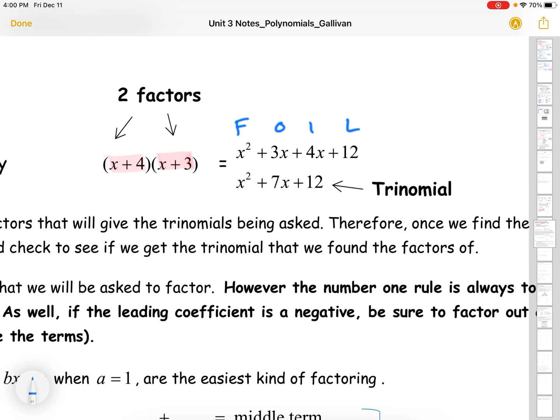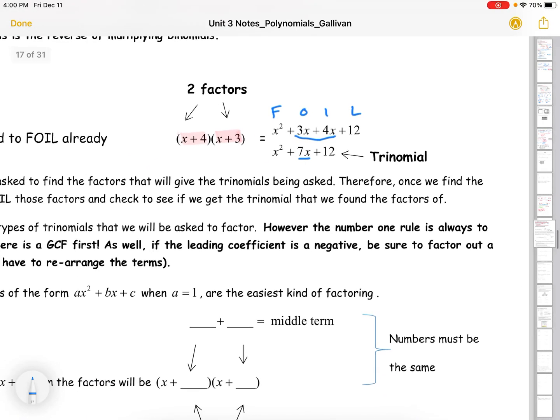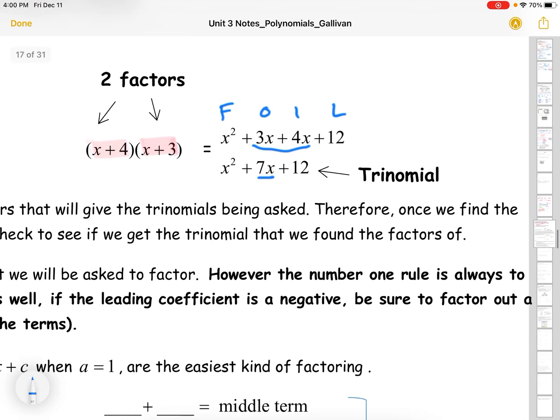First is x times x, which is x squared. Outer would be x times 3, which is 3x. Inner would be 4x, right? And last would be 4 times 3. Remember, we always have to combine our like terms. So when we do this, we get a trinomial because the 3x and the 4x add up to 7x. Okay, so we know how to go this way.